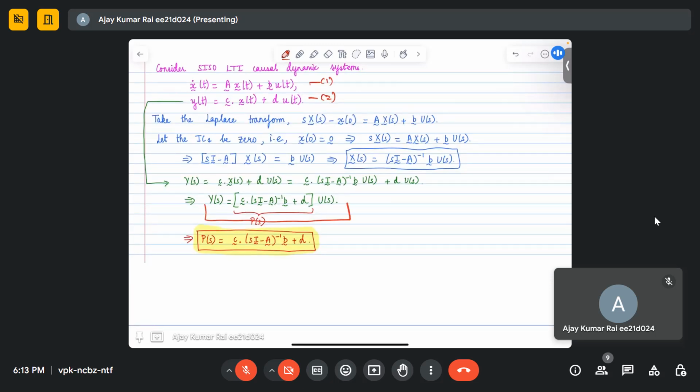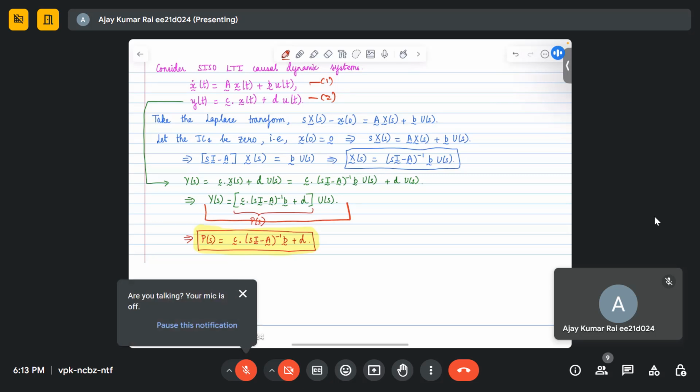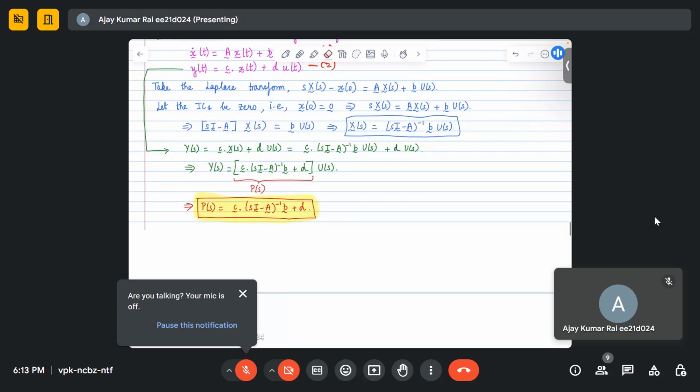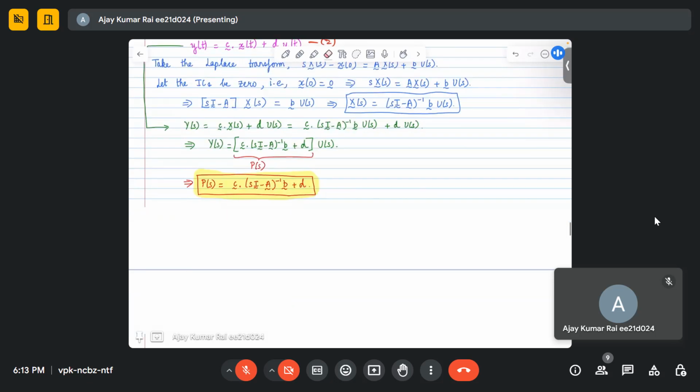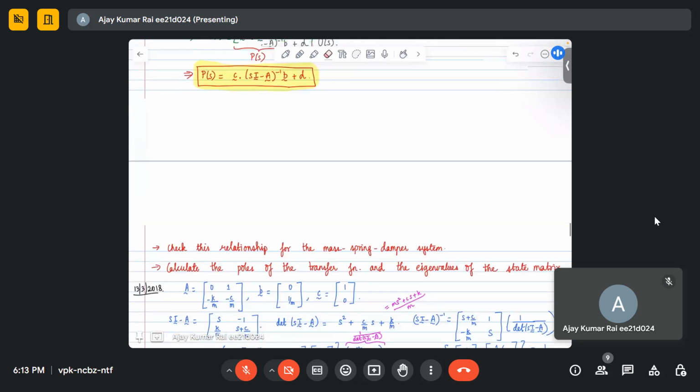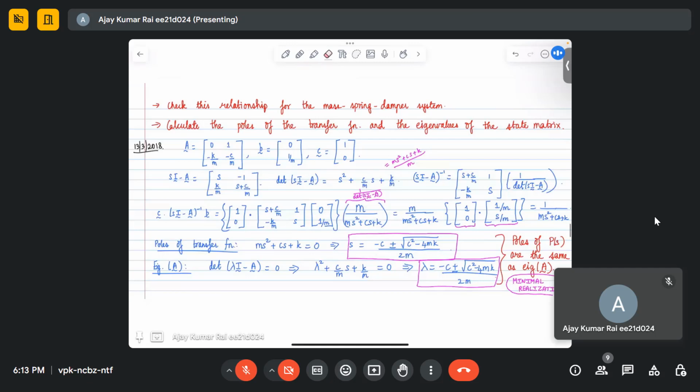If you see this equation, what is the transfer function? Y of s by U of s, which is this. If you substitute these values, you will get the transfer function. I think one question is also there, so I will do one question for more clarity on that. This is one example problem that the professor has already solved.